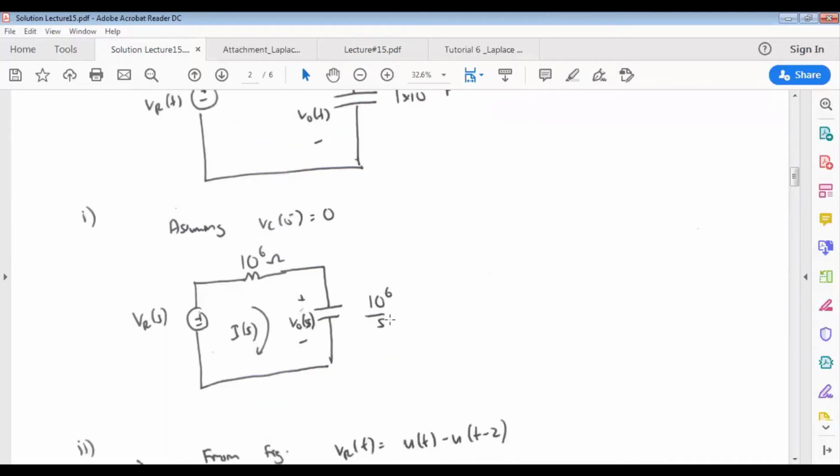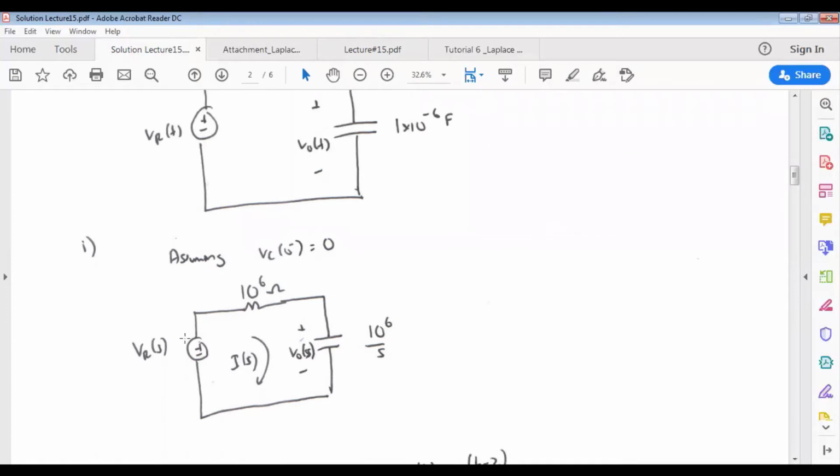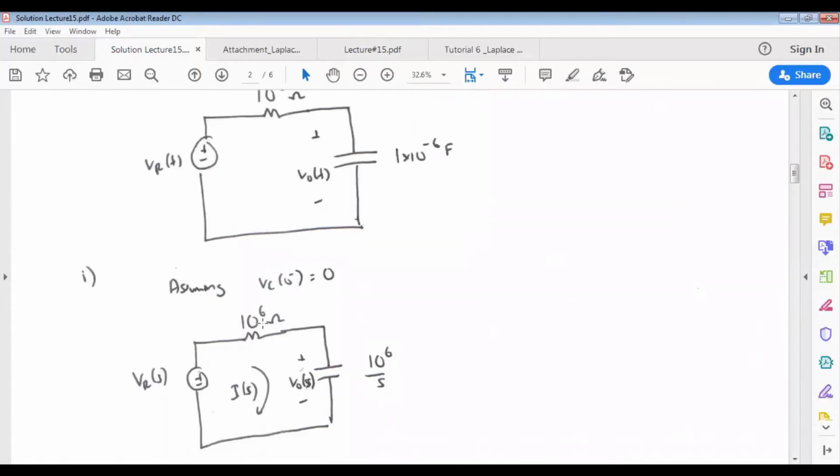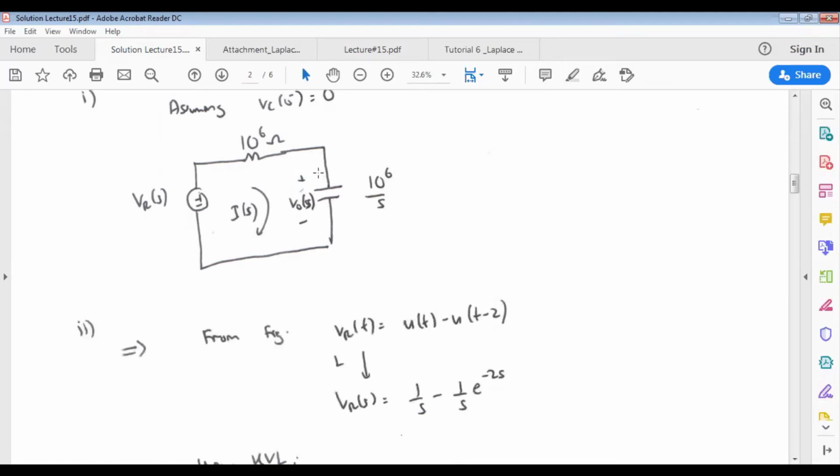So here V_R(t) will transform into V_R(s). The 10 power of 6 ohm resistor will be 10 power of 6 ohm. And the capacitor will be 10 power of 6 divided by s, which is based on the 1 over sC transformation. So this is your circuit which has been transformed into the s domain.